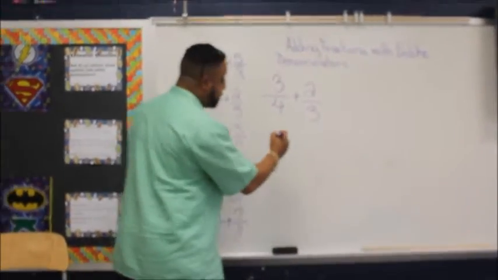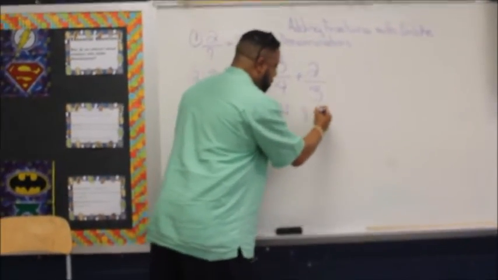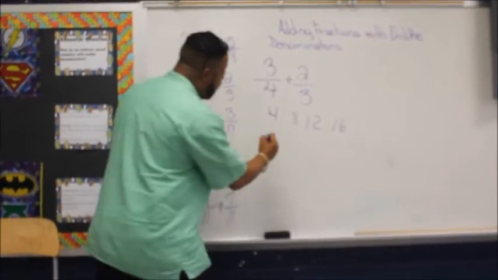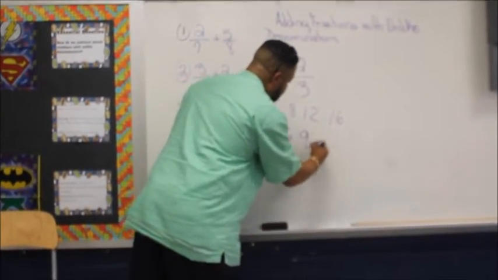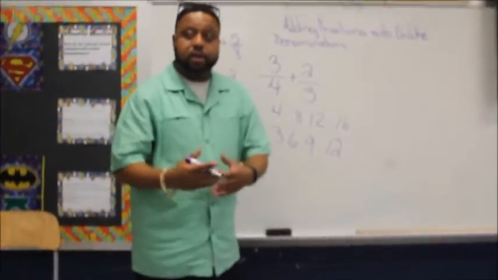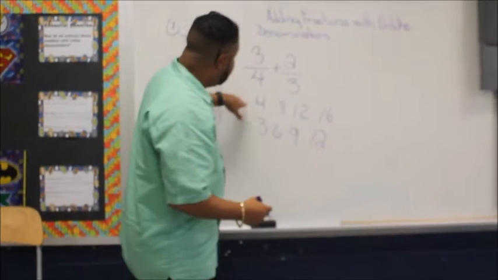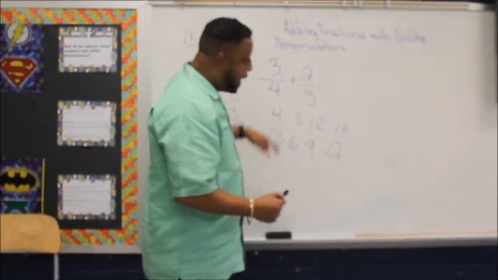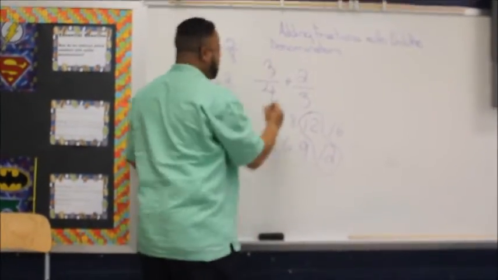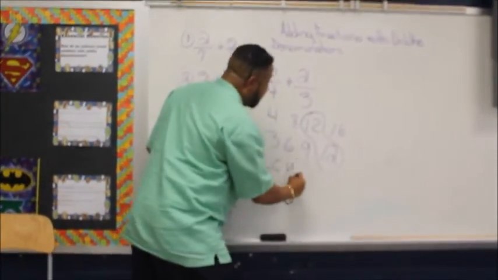Alright, so what are the multiples of 4? 4, 8, 12, 16. Now let's list the multiples of 3. What are they? 3, 6, 9, 12. Very good. Boys and girls, do you see a number that occurs in both sets of numbers? 12. So that means 12 is our LCM, or least common multiple.